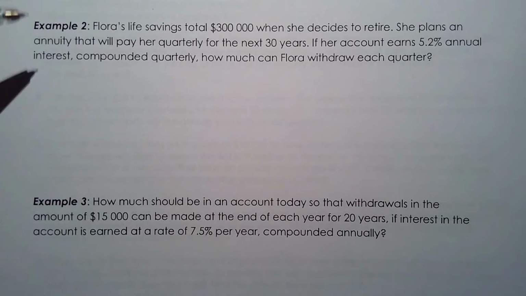So, Flora's life savings total $300,000 when she decides to retire. She plans on an annuity that'll pay her quarterly for the next 30 years. If her account earns 5.2% annual interest compounded quarterly, how much can Flora withdraw each quarter?